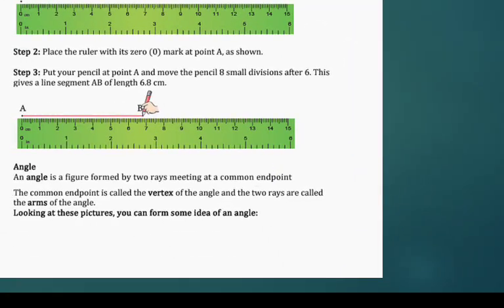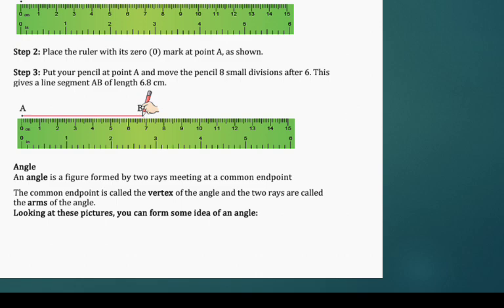Sorry, that is here, right? This is here, 6.8, right? So you mark it as B. So this is how we will draw the line segment, right? So AB is drawn like this only, right?